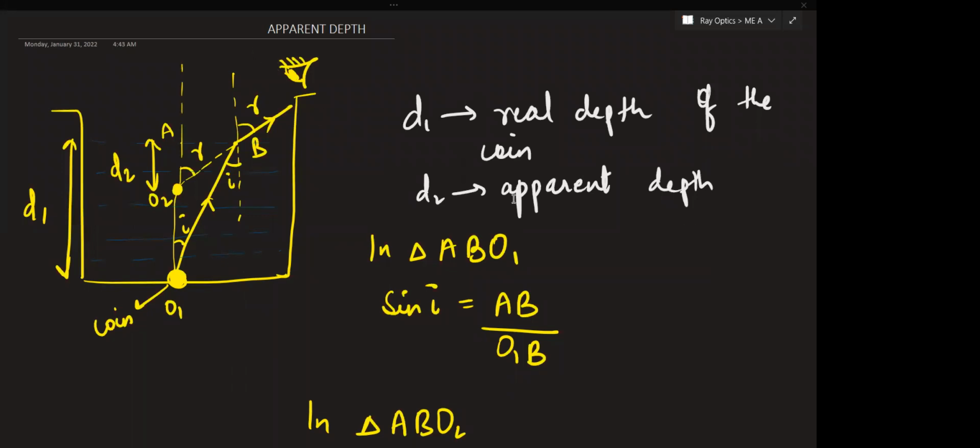Yes, someone has joined right now. What's your name? Lashia? Yes, ma'am. Okay, so you have joined late. Now half an hour, 40 minutes are left for the class. See, we are currently doing apparent depth. Just now we have discussed it, so you also note down the points. Which chapter is it? Ray optics we are currently doing. So we are doing the refraction part.